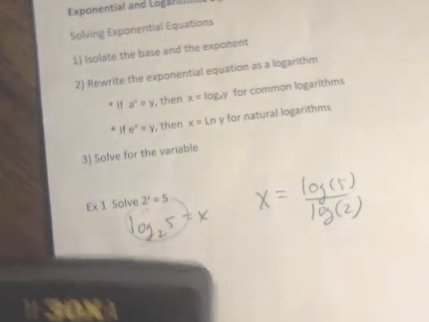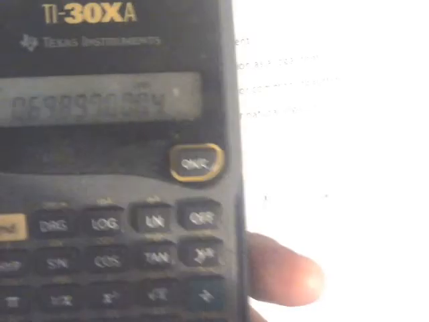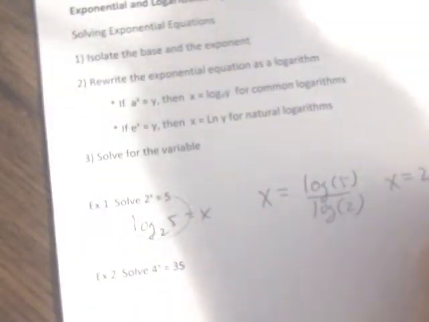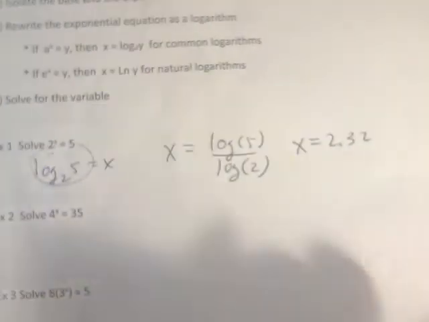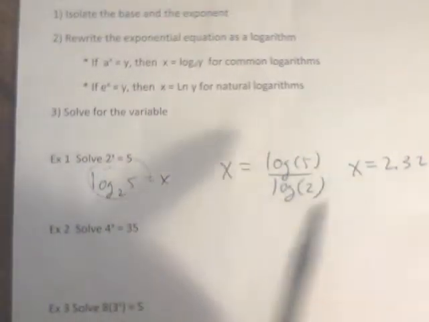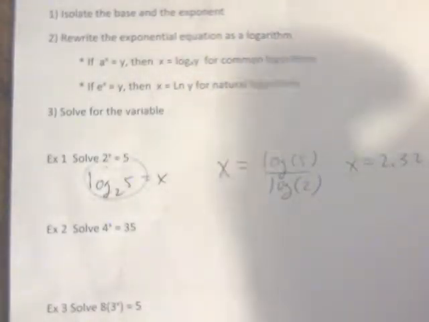So on my calculator, on this one I will do 5 log divided by 2 log and then hit equals and get 2.32. So x is 2.32. And you can check. Just take 2 to the 2.32 power and it should give you roughly 5. It's going to be close because we've rounded.